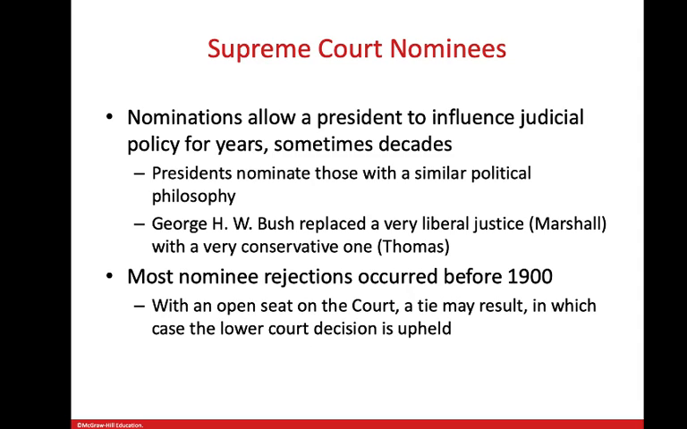For example, George H.W. Bush replaced a very liberal justice, Justice Marshall, with a very conservative one, Clarence Thomas. So the president doesn't replace Supreme Court justices with another justice who agrees with the former justice's legal opinions. The president will replace the retiring or deceased judge with a judge who backs the president's political opinions.